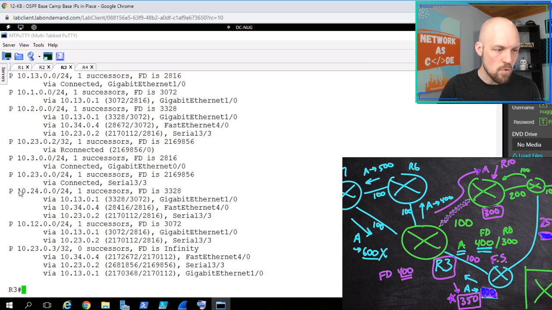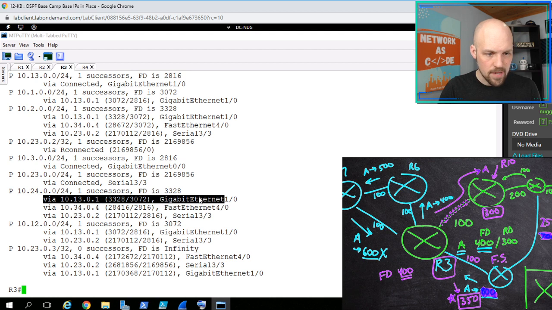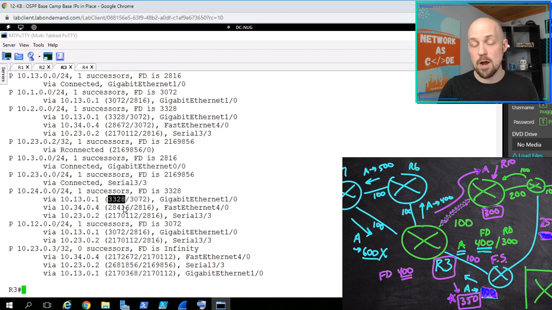So take a look at this. For this route, we actually have all of these routes stored, which is kind of cool, okay? This is my best path. My feasible distance is this 3328. And if I'm going to go out towards router one, this is how I get there. This is my cost to get here. But look at these reported distances. These reported distances of 2816 are less than my feasible distance.